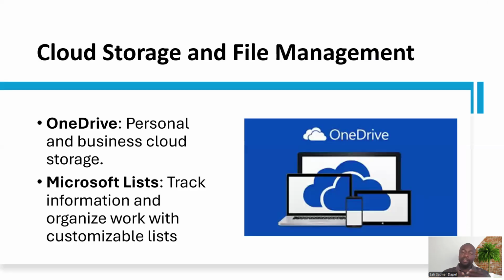All right. Then we also have another category of software. We call them the cloud storage and file management software. One of them is OneDrive, for personal and business cloud storage. So for those of you in different organizations, you have storage. For those in University of Jos, you already have like 100 gig of cloud storage, and you can store anything you want to store there.